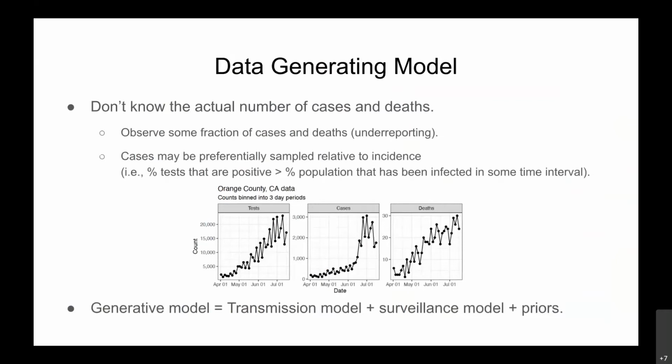So, a generative model for how this data came to be: in our framework, we're going to do this in a Bayesian framework. Our data generating model consists of a transmission model, then a surveillance model, which describes the sampling distribution of the data given some latent epidemic process that's unobserved to us but is estimated by the transmission model, and then a set of priors.